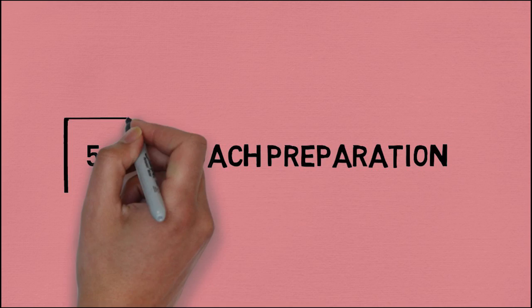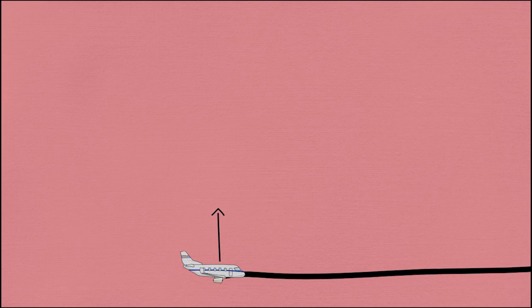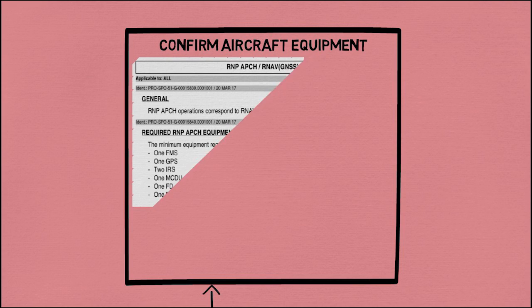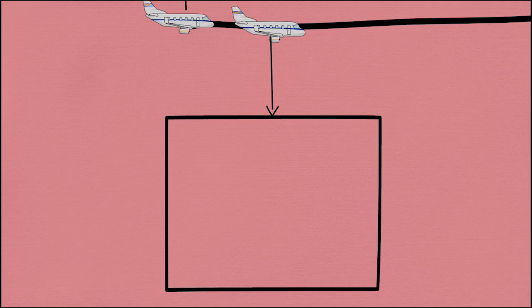So, here we are, cruising along, top of descent coming up, time to prepare the approach. There are a few tasks here presented in no particular order. Confirm the minimum equipment required and it is available. Check the ECAM and tech log to confirm. Check the GPS prediction for your destination and your ETA. Are they Yankee or November?